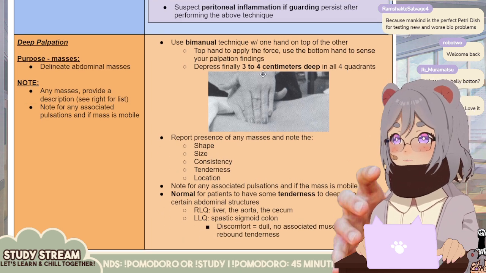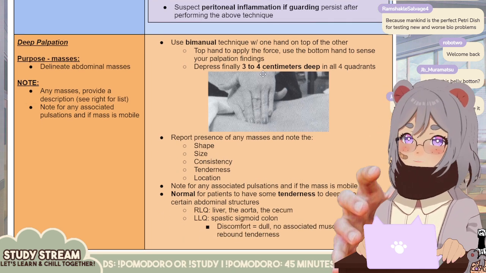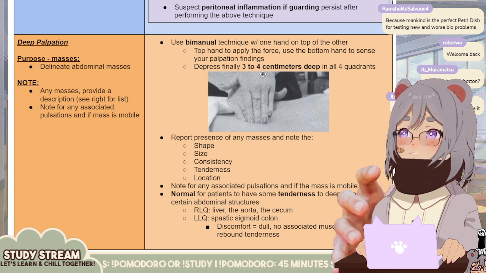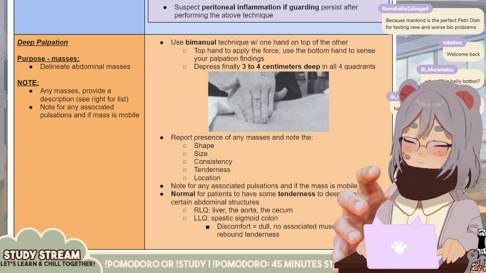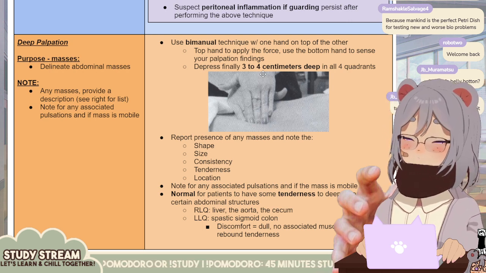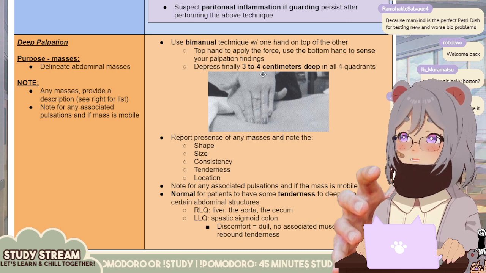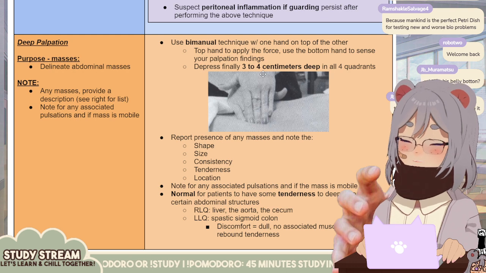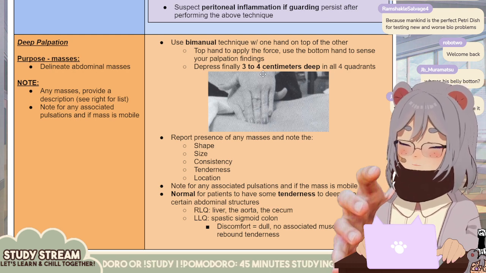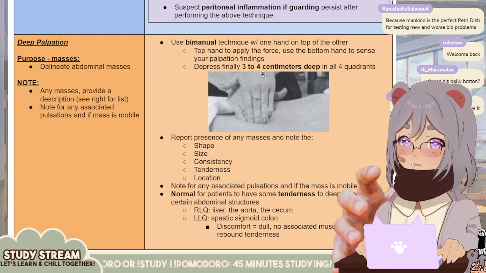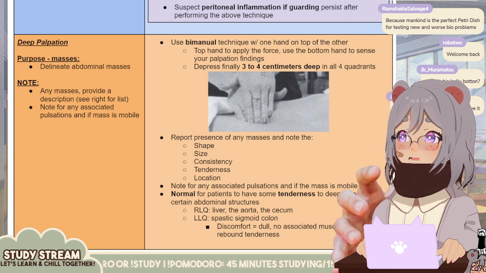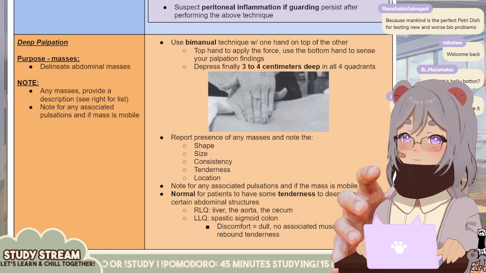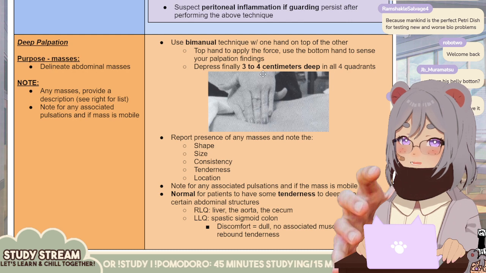Now let's talk about deep palpation. So we got past all that, got to the layers like the onion. For deep palpation, we're going to be palpating for masses, and we're going to go super deep. We're going to be using a bimanual hand technique, so one hand over the other, and we're going to do the same circles. And with those circles, we're going to go a little bit deeper, about 3 to 4 centimeters deep in all quadrants. And if we find a mass, we need to be able to identify it.